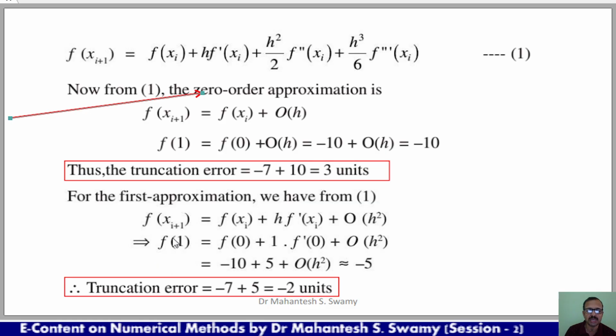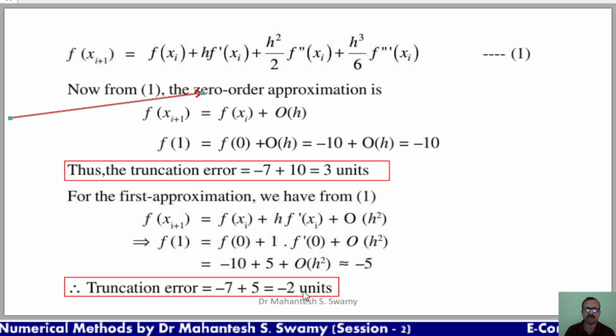So the value here, f of 1, is minus 7. And this minus 5 to the left hand side is plus 5. Minus 7 plus 5, that will be the value of this quantity, which is the truncation error in the approximation of a Taylor series with two terms, that is of order h square, that is second degree approximation. So its value is minus 2. Now the error is minus 2.